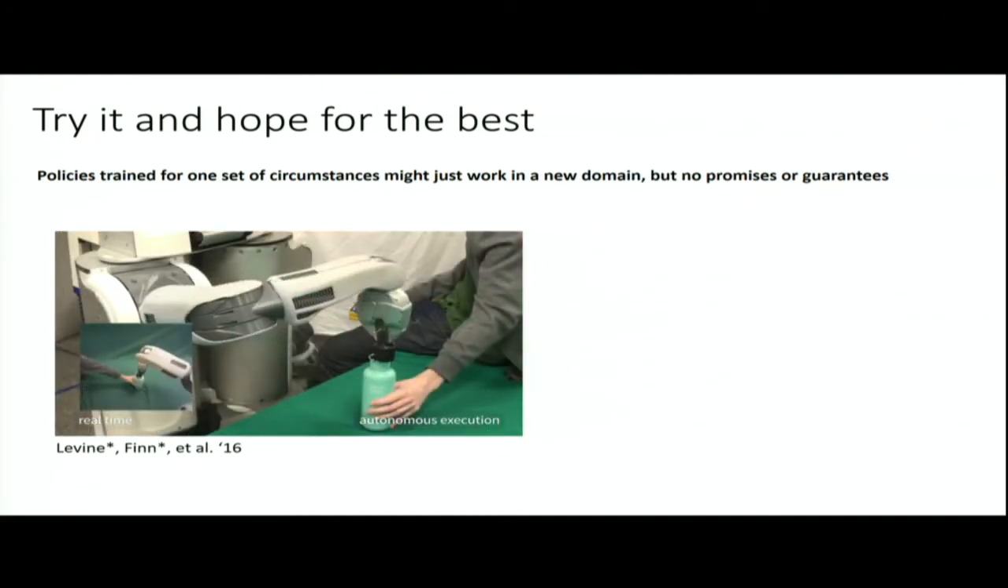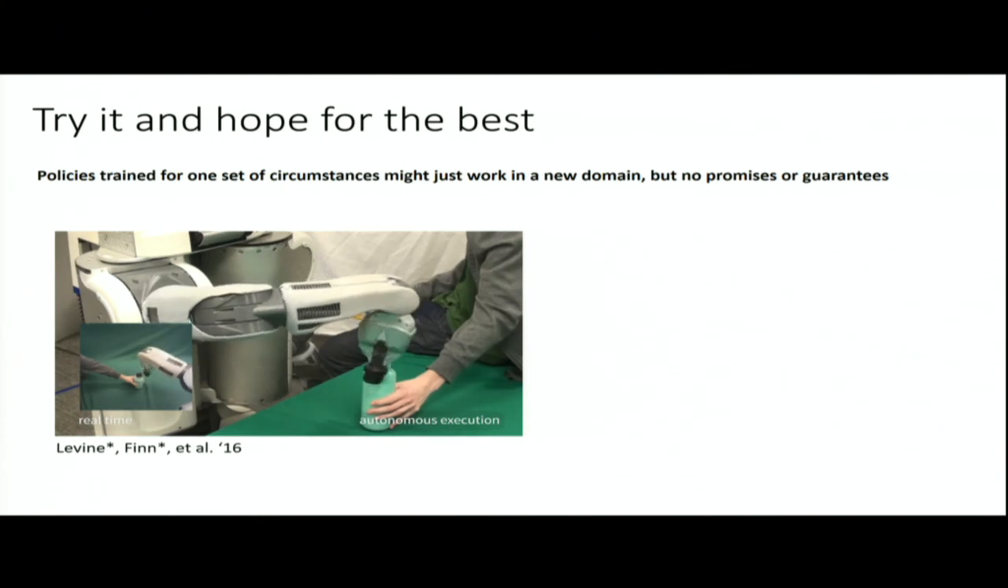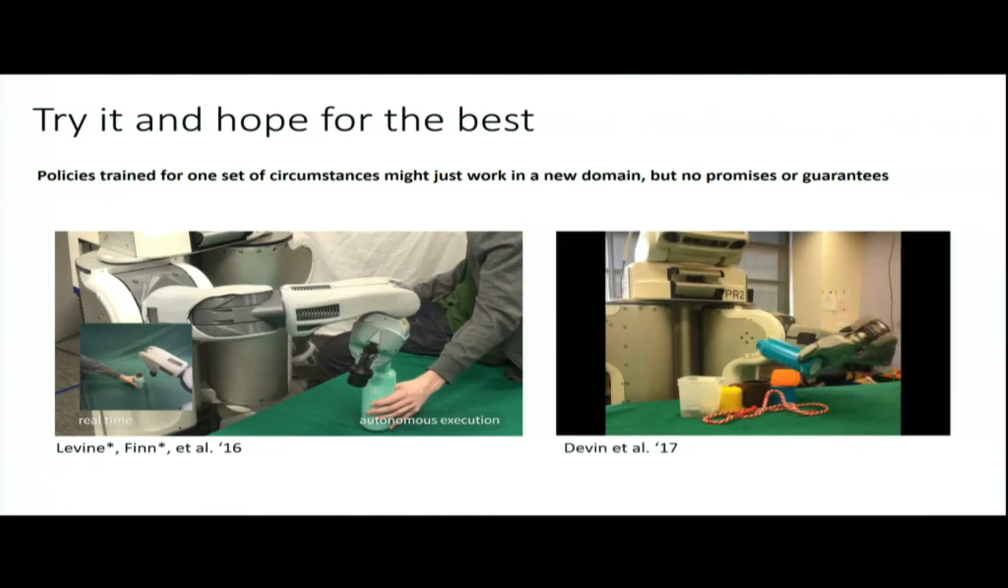So if, for example, in this case, somebody's holding the bottle and the sleeve of their shirt is the same color as the robot's arm, it gets kind of confused because it's never seen things like this before. So forward transfer sort of succeeds based on chance. And here's another illustration from another recent paper that shows some interesting examples.